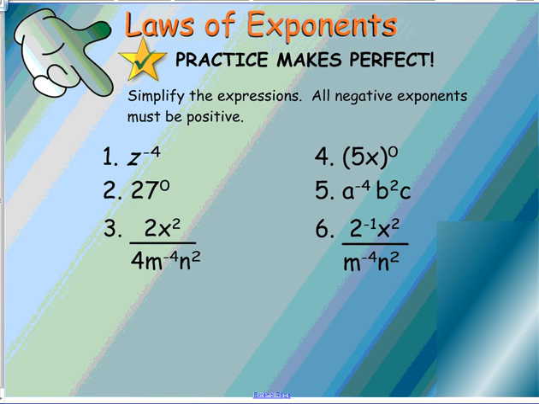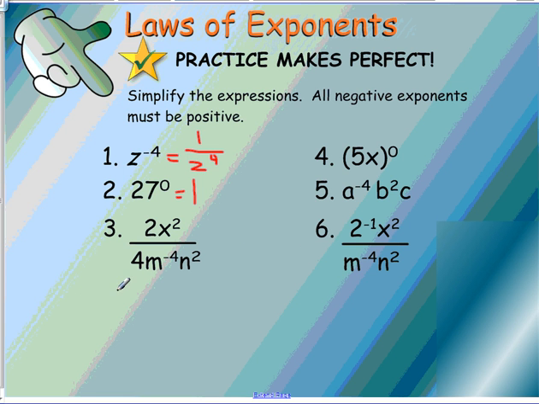So let's take this whole idea of zero exponents and negative exponents. Let's do a couple of these together. Okay, so we know z to the negative 4th power. We need to get that on the bottom. So we're going to go 1 over z to the 4th power. 27 to the 0 power. Well, that's pretty obvious. Any number with an exponent of 0 equals 1.